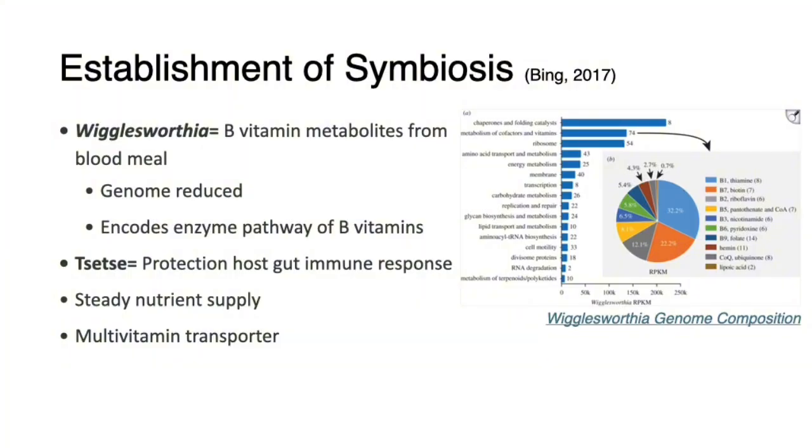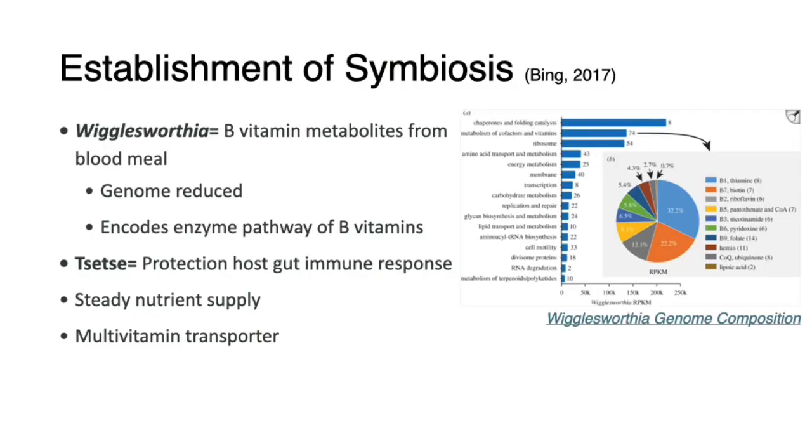Now, on the other hand, the tsetse provides protection from the host gut immune response. It also gives this symbiont a steady nutrient supply, as its only meal is blood meals. And then it has a multivitamin transporter that allows it to pick up the metabolites and take them across the cell membrane for the host to be able to use those things.